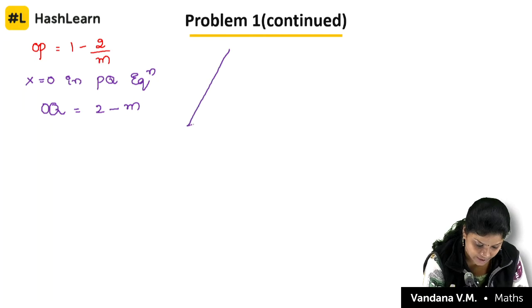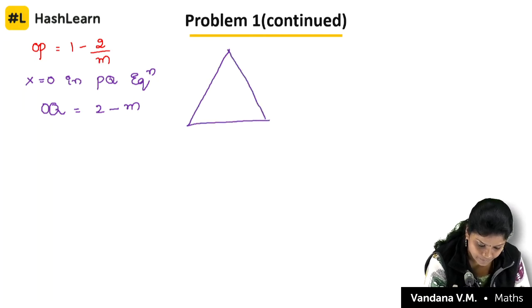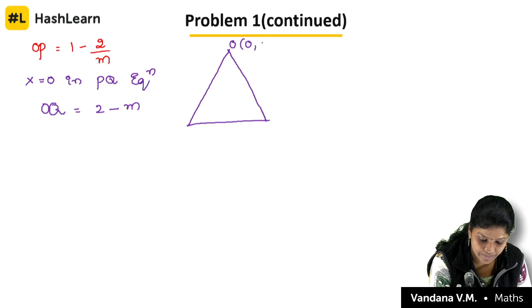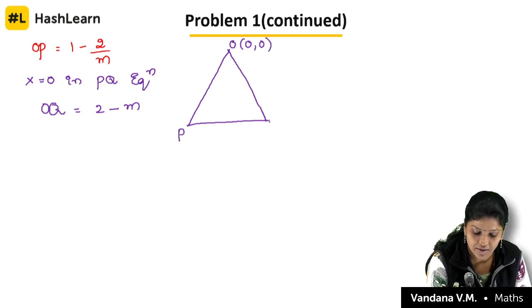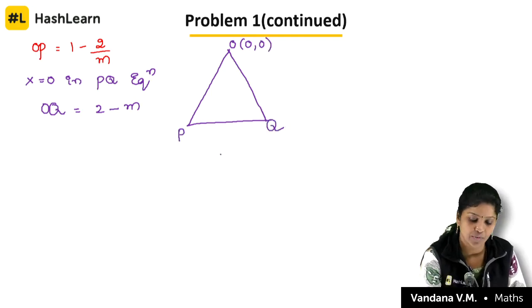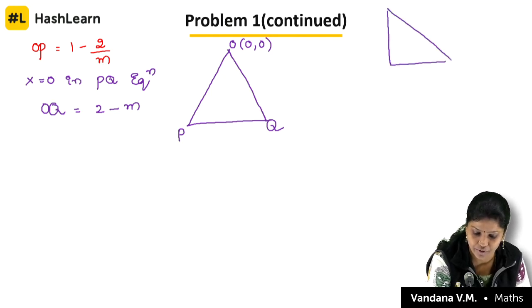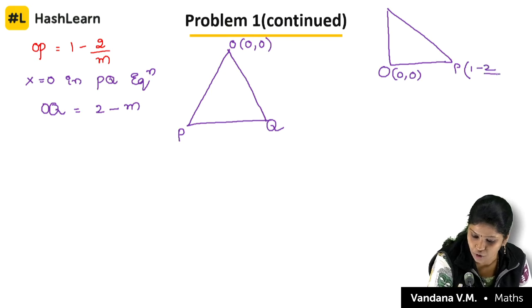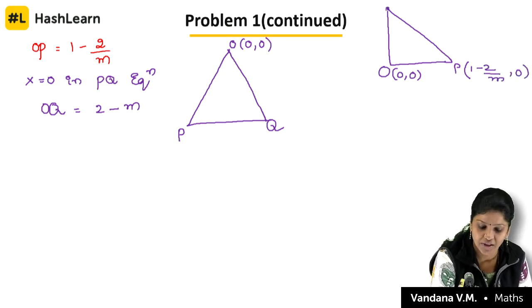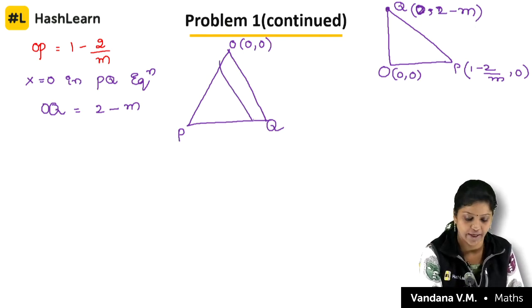I have a triangle: one vertex is the origin, the next one is P, the next one is Q. However you write it, don't get confused. Like this you write (0, 0), P value is (1 minus 2 by m, 0), and this is your Q value, (0, 2 minus m). Now I should find out the area of this.